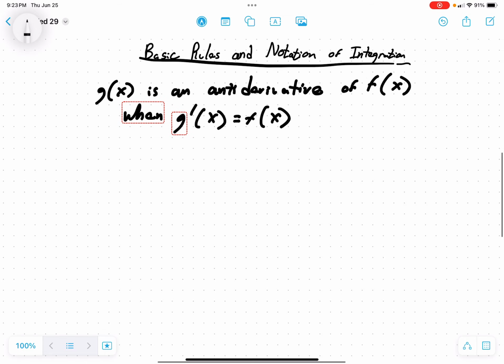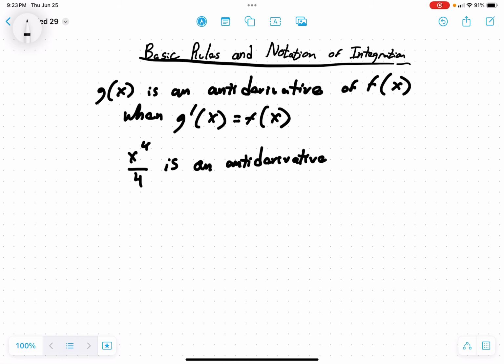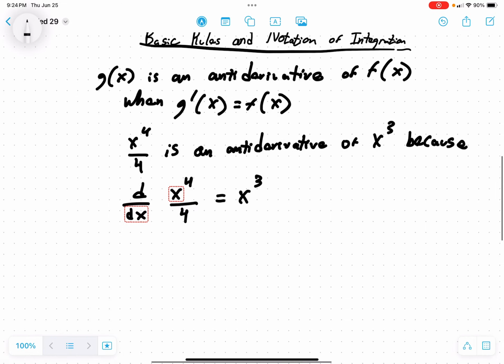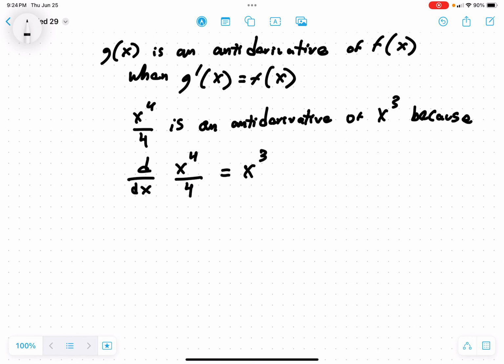So for instance, x to the fourth over 4 is an antiderivative of x cubed because the derivative of x to the fourth over 4, or d/dx of x to the fourth over 4, equals x cubed. And we know that from the basic rules of derivatives.